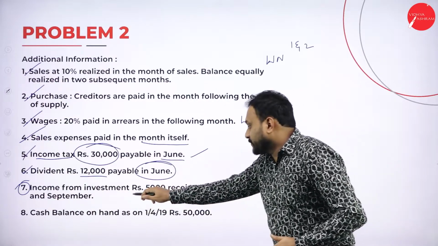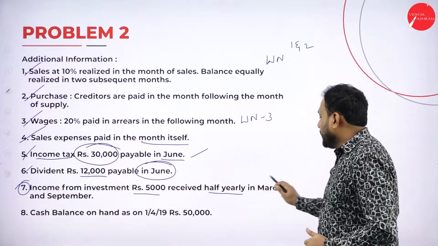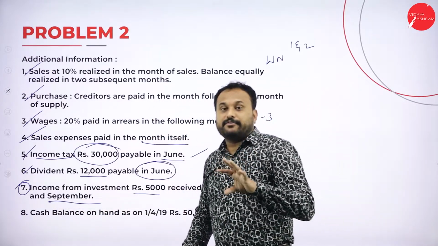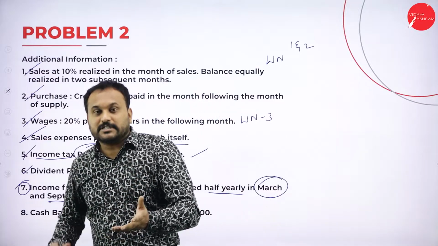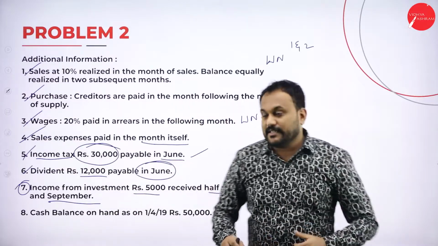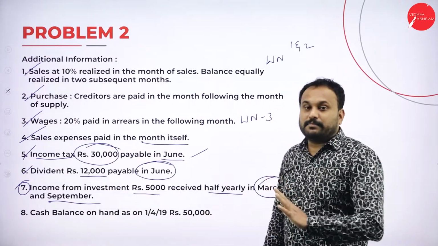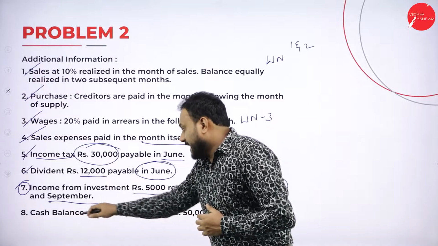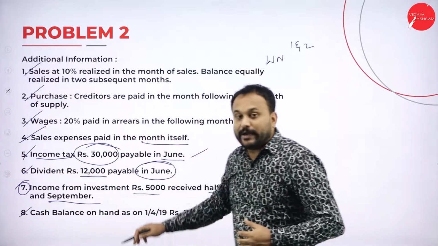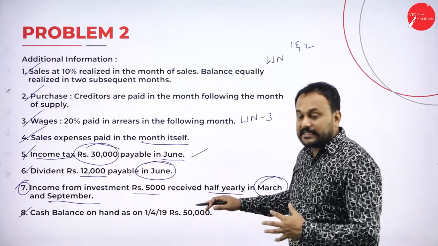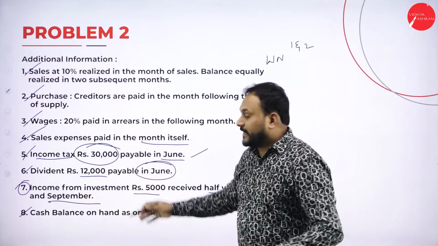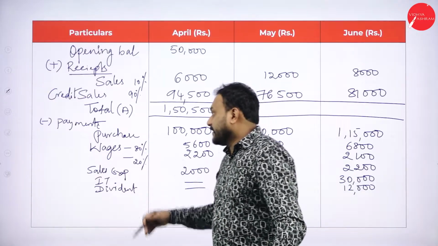Rupees 5,000 received half yearly in March and September. Am I supposed to prepare for March and September? No, I'm not supposed to prepare for the months of March and September. That's why this entry is not needed for our problem. And the last entry is what? Cash balance. Now we have already taken the opening balance, so this is also done. While reading the cash balance we had seen that March and September we are not supposed to take, and all the entries are done. So we are supposed to calculate each and everything.